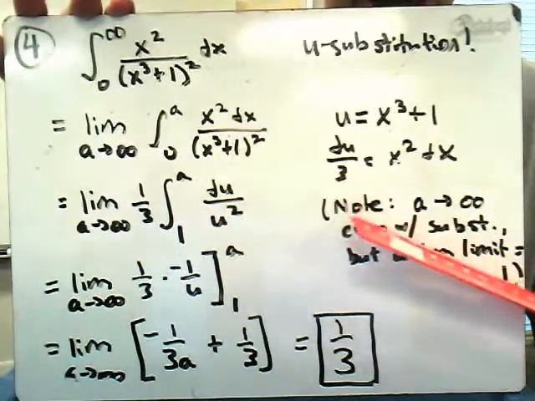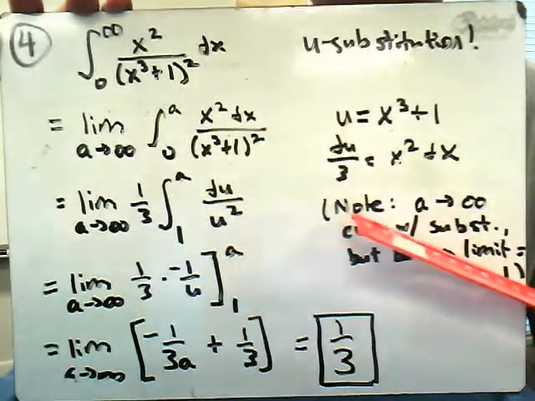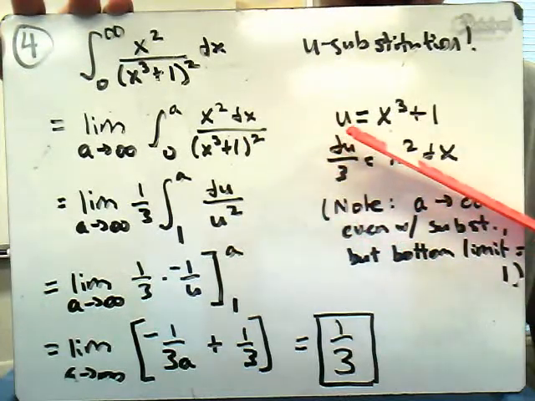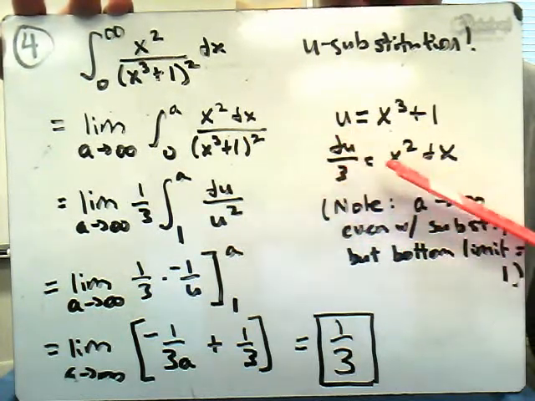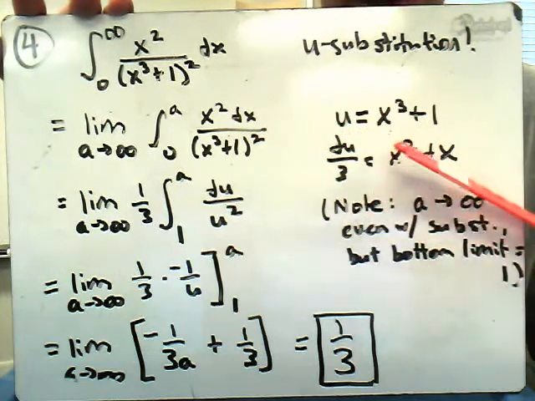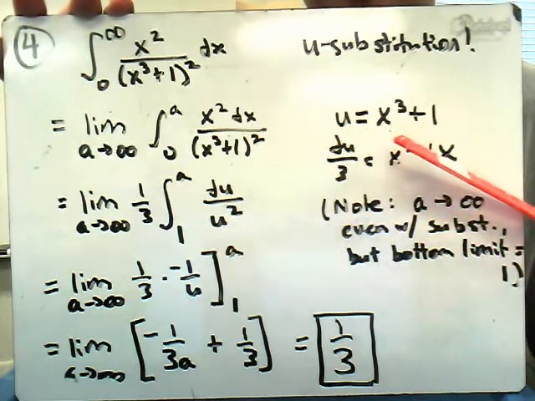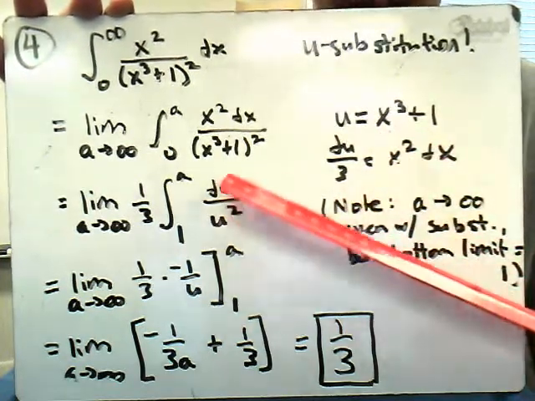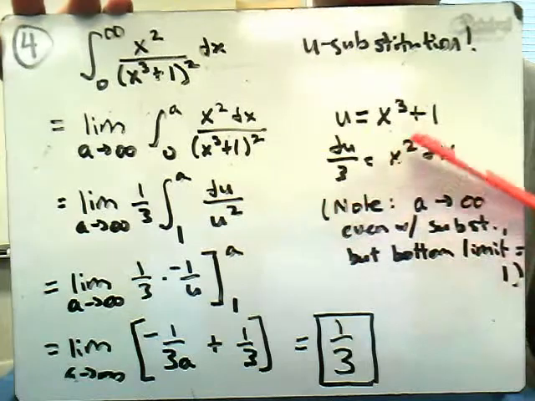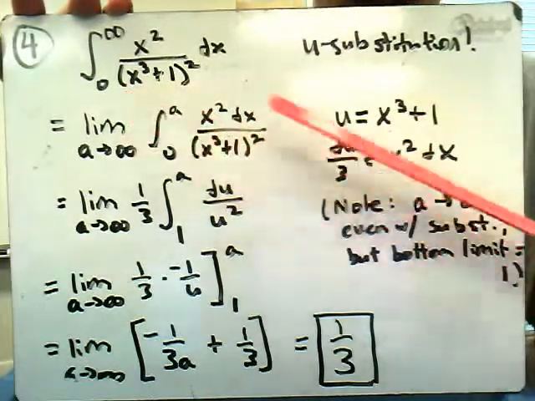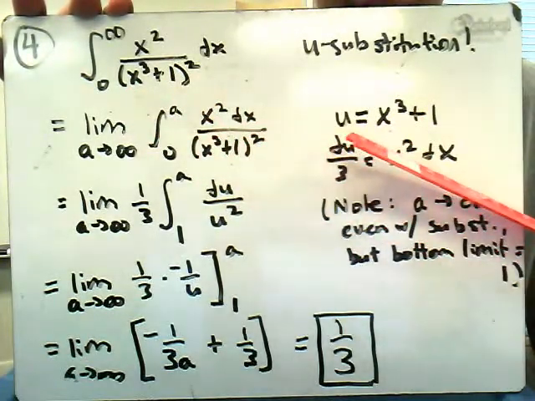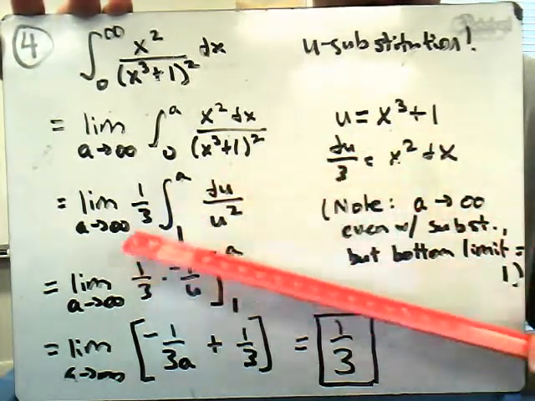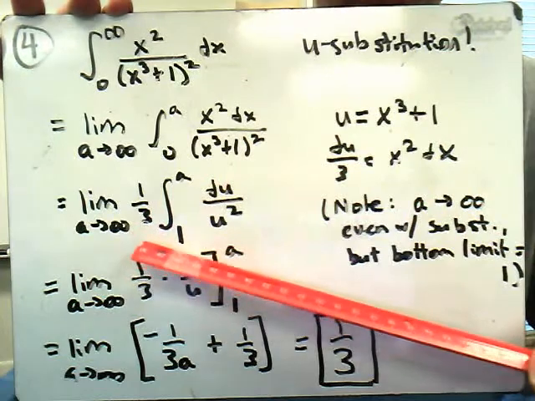Now it should be noted that we need to adjust our limits, just as we talked about when we did our regular substitutions. Notice that as a goes to infinity, even with our substitution, that's still going to be the case, because as x goes to infinity, u will still go to infinity as well. Okay, so we're going to keep that part. But our bottom limit was 0, so we need to change our limits in terms of u by plugging in x equal to 0 and changing our bottom limit therefore to 1.